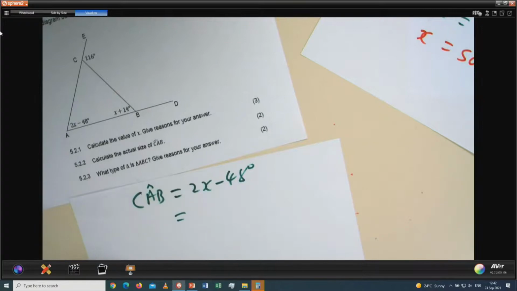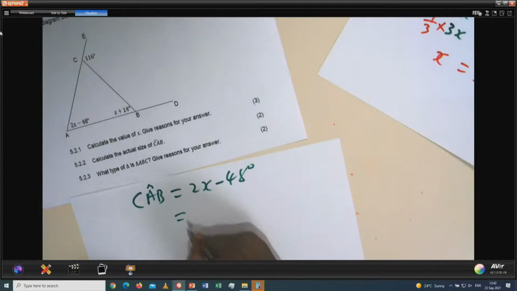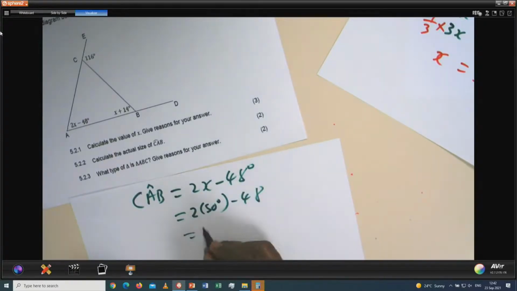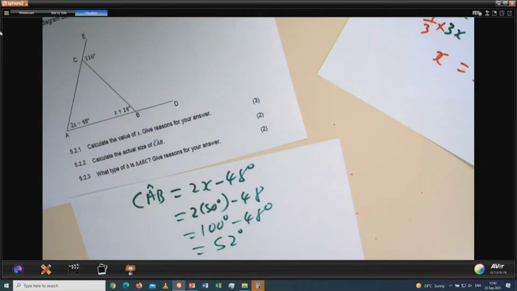Therefore, CAB equals 2x minus 48 degrees. But we've just solved that x equals 50 degrees. Therefore, 2 times 50 degrees is 100 degrees, minus 48 degrees, which is 52 degrees. Therefore, CAB is equal to 52 degrees. Now they want to know what type of triangle ABC is.